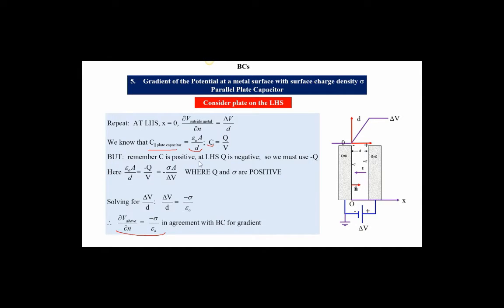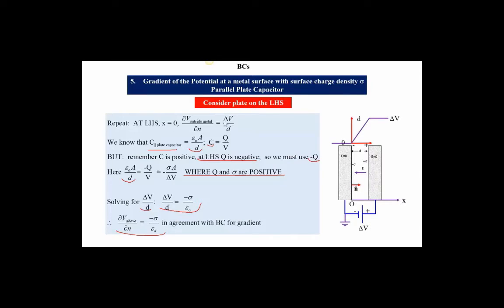So if we're going to do that, then at the left-hand side, where Q is negative, we have to use a minus Q in order to make this positive. So Q is negative, minus Q will be positive. So if we put the capacitance here equal to minus Q over V, then that will be sigma A, which is Q, divided by delta V. So then we take positive quantities for both Q and sigma, and we solve for delta V over D, and we get this result. Delta V over D is equal to minus sigma over epsilon 0.